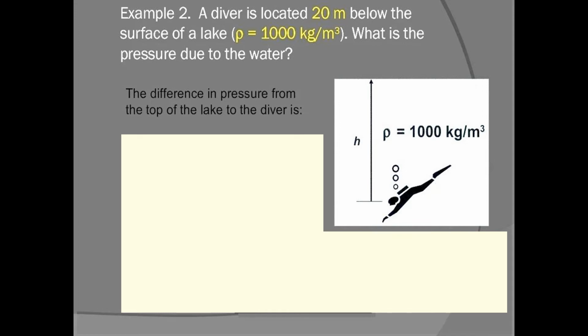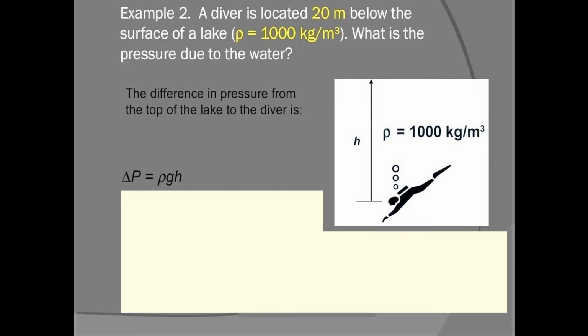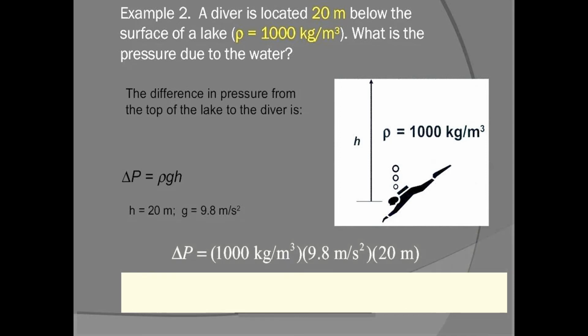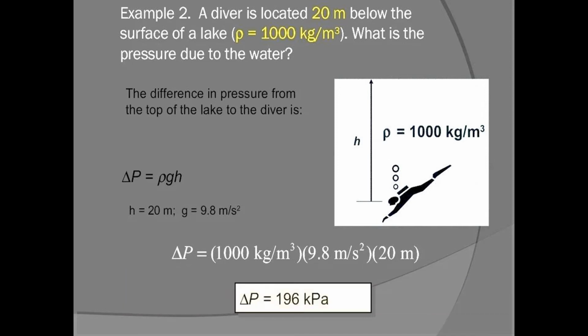The difference in pressure from the top of the lake to the diver is: pressure is equal to gamma H, or rho g H, wherein the height is 20 meters and the acceleration due to gravity is 9.81 meters per second squared. So, substituting the values, we have 1000 times 9.81 times 20 meters. Hence, we can come up with the change in pressure equivalent to 196 kilopascals.